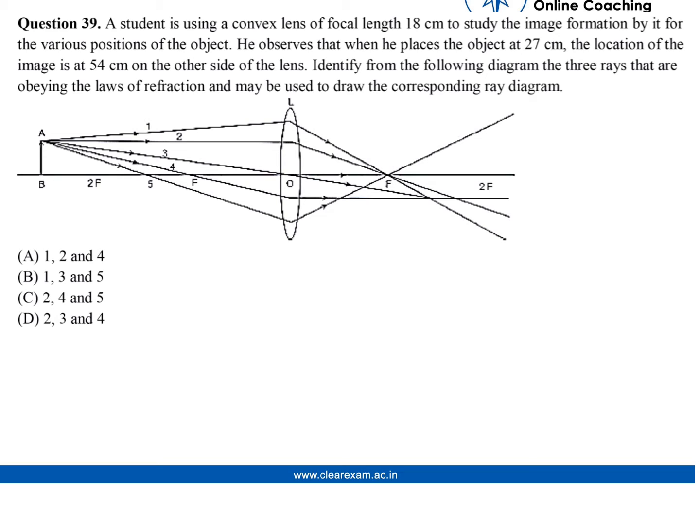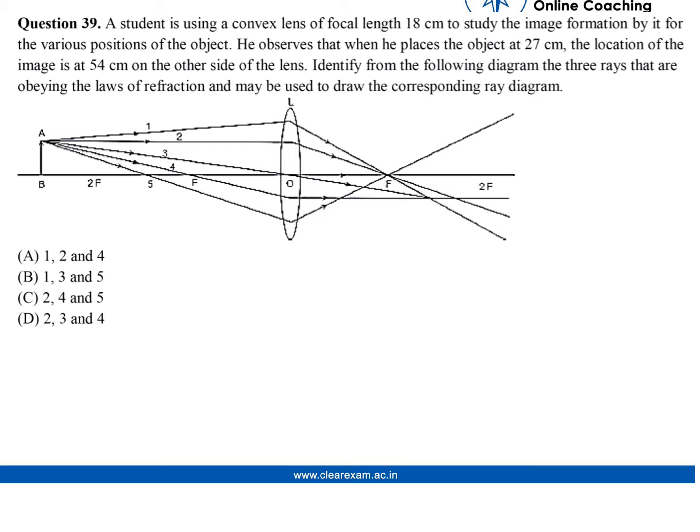So question 39 says that a student is using a convex lens of focal length 18 cm to study the image formation by it for the various positions of the object. He observes that when he places the object at 27 cm, the location of the image is 54 cm on the other side of the lens. Identify from the following diagram the three rays that are obeying the laws of refraction and may be used to draw the corresponding ray diagram.